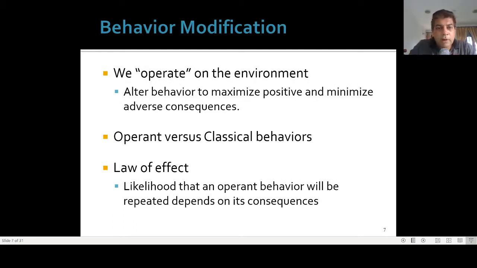So behavior modification: we operate on the environment. We can alter behavior to maximize positive and minimize adverse consequences. We will look at what those behavioral classifications are, like operant and classical behaviors. And then we'll look at the law of effect: the likelihood that an operant behavior will be repeated depends on the consequences.